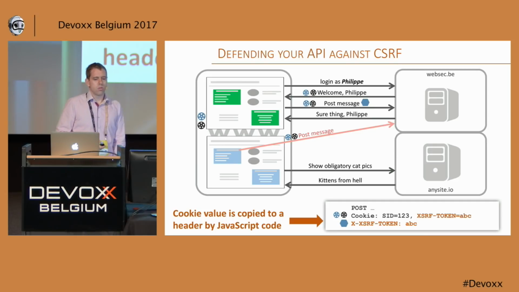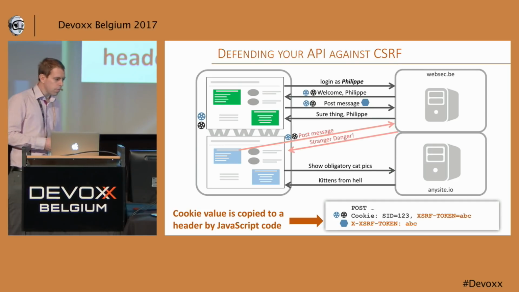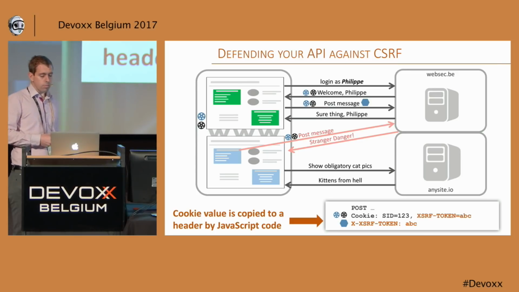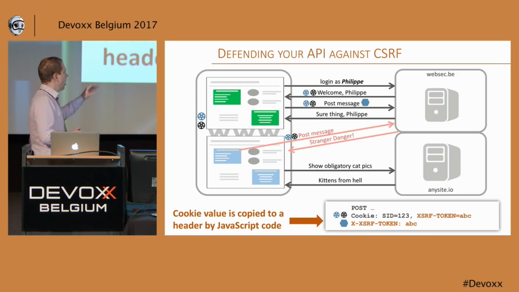He sends the message, the browser attaches the cookies, of course, but the server sees that something is wrong because the server sees that there's no additional header containing the cookie, because this context comes from anysite.io. It's not able to read that value, so it will not be able to add the header. And that's how you defend against CSRF.